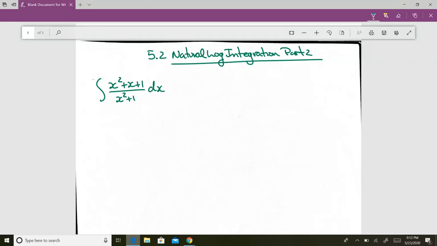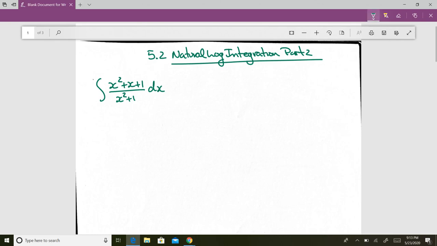All right, everybody, we're back on 5.2. Just a couple more questions that I wanted to go over before we leave this part of the course. We looked at fairly simple integrals last lesson in part 1. Now we're going to make them slightly more complex.